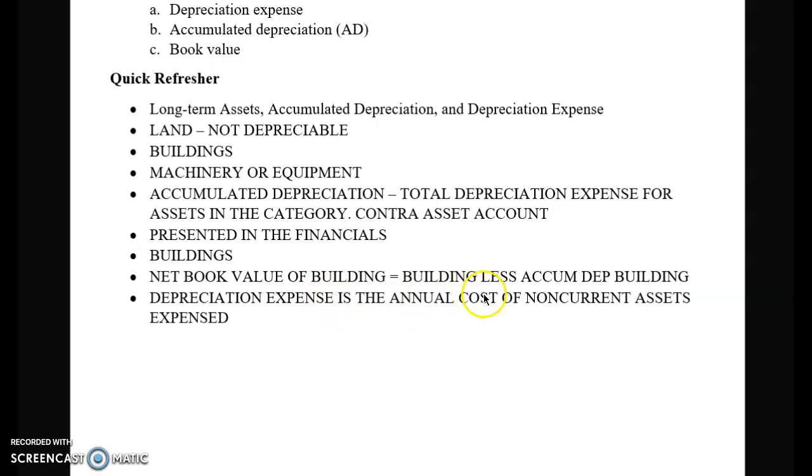Depreciation expense is the annual cost of non-current assets. Because we don't buy a building and pay like $10 million and expense it. We expense it over the life of the asset, following the matching principle that we learned about in the first chapter.